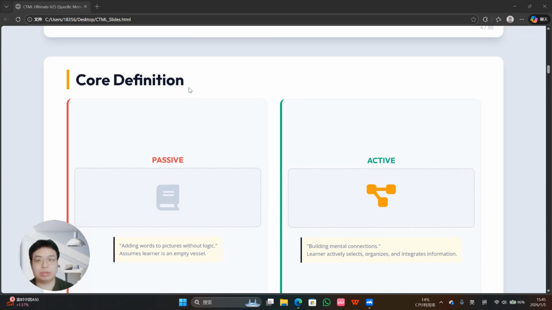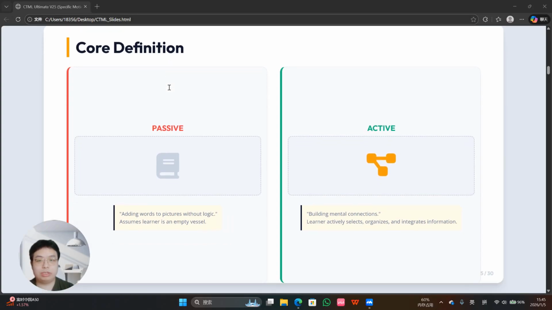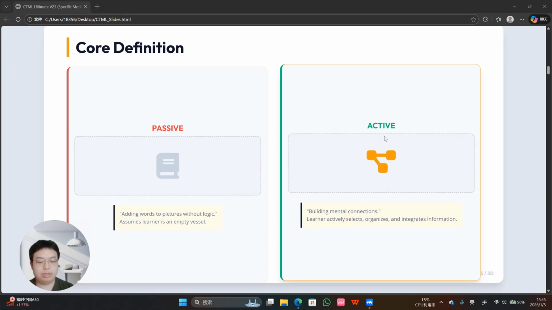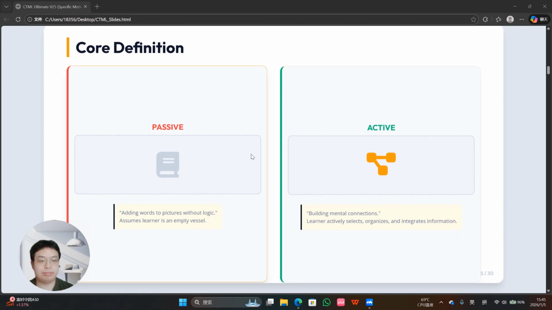And what is the core definition? Traditional views hold that learning is passive, like pouring water into a container. However, CTML argues that learning is active. Learners must actively build mental connections between words and images, just like the connection structure shown in this diagram. You can have a look.